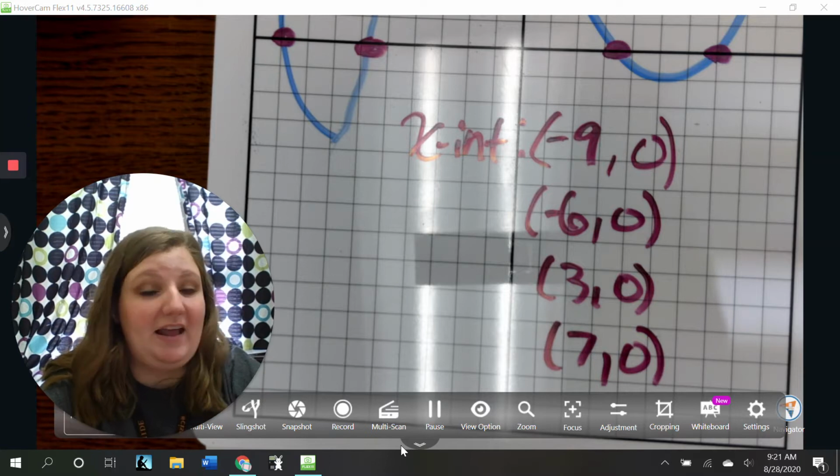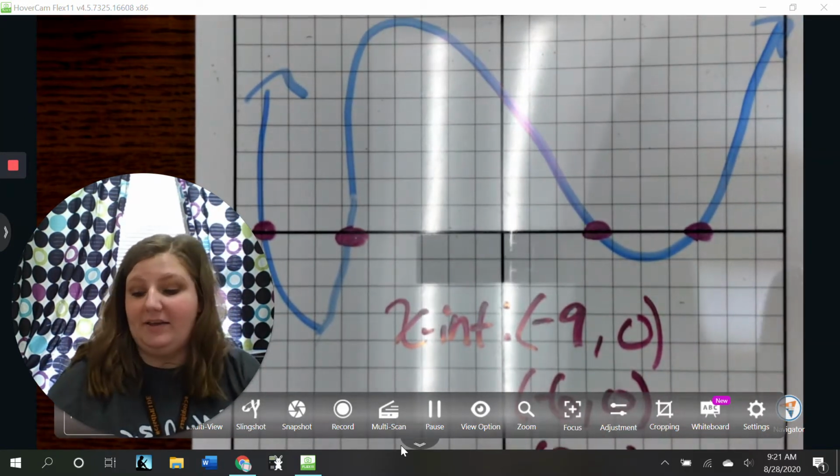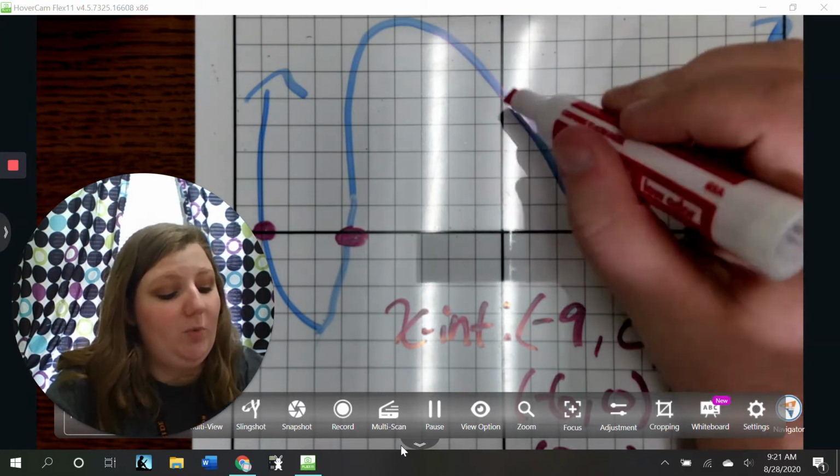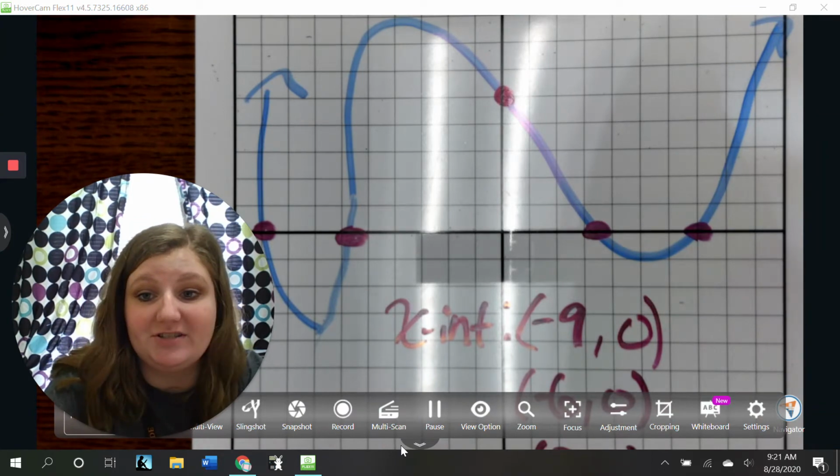Theoretically, a graph can have a whole lot of x-intercepts. Whereas y-intercepts, a graph will always have one y-intercept. It can never have more than one y-intercept.